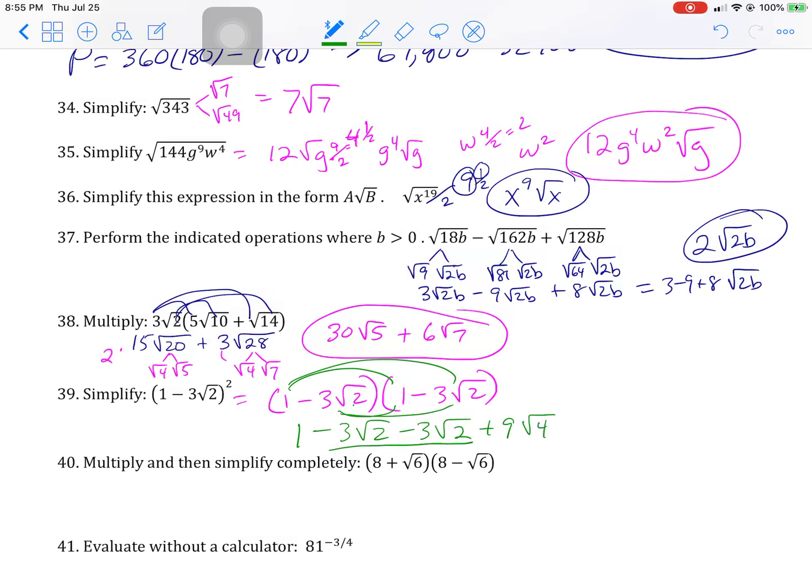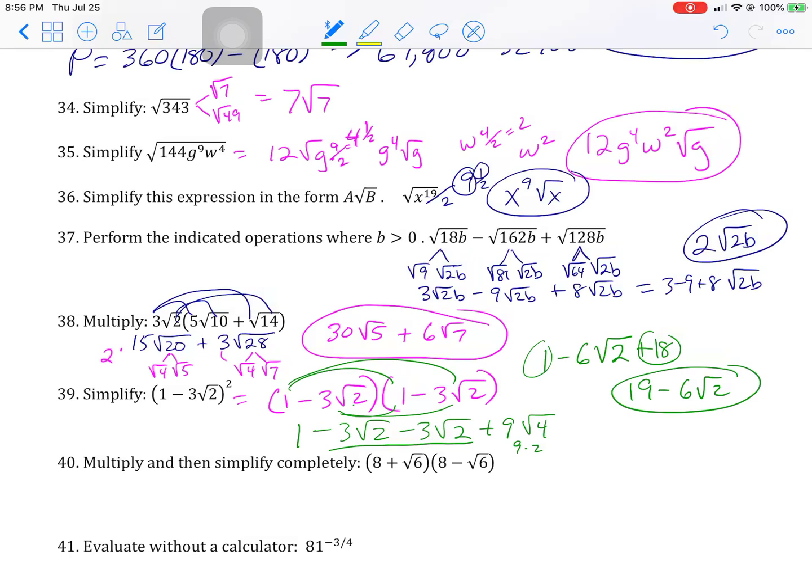I have like terms here, so 1 minus, this is a negative 3 plus another negative 3. The square roots of 2's are like x's. You don't want to change them when you add, only when you're multiplying. So this is going to be 6 square root of 2, and then this is 9 times 2, which is 18. 18 plus 1 is 19 minus 6 square root of 2. Okay, and this one we're going to FOIL.